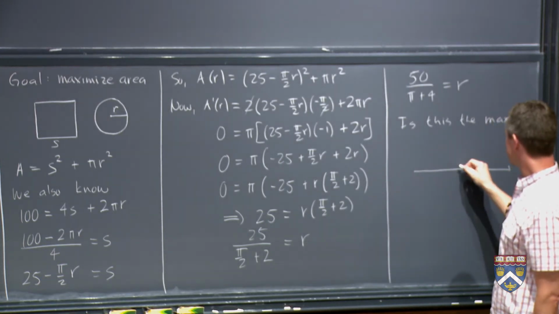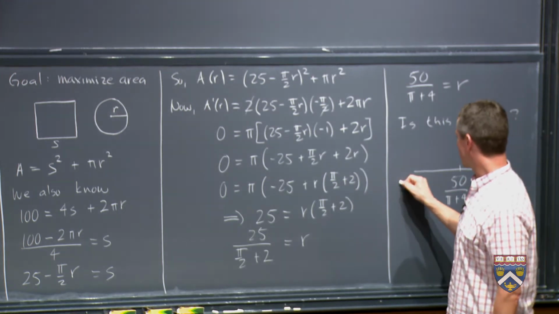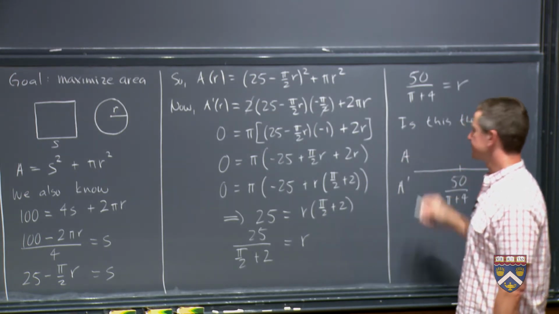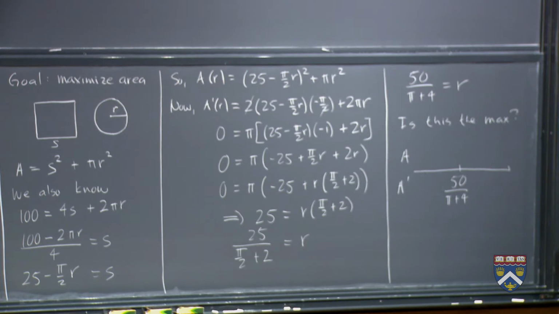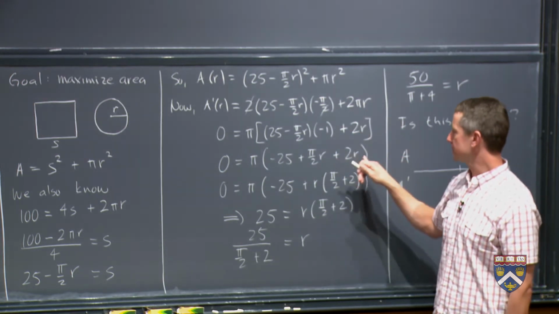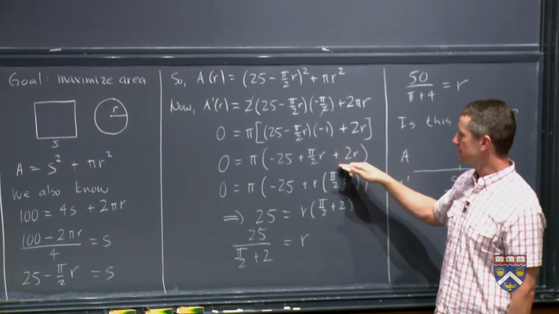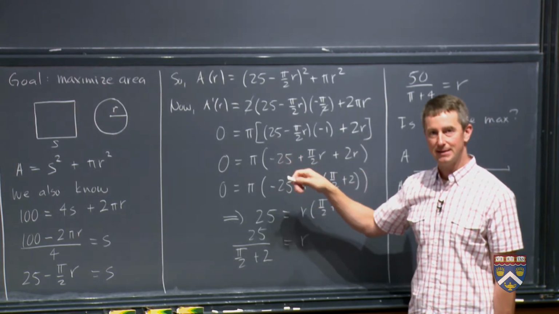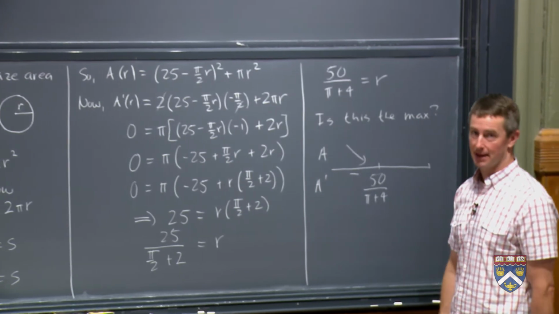We do our number line just like we've done on all the other problems. 50 over pi plus 4. And I'm checking the max of area. So I'd like to pick a number on the left of this. So say I pick 0. And if I plug 0 into my derivative here, this might be the easiest way to plug it in. If I plug 0 into this, these become 0. I get pi times a negative. I get a negative. So area is decreasing out there.